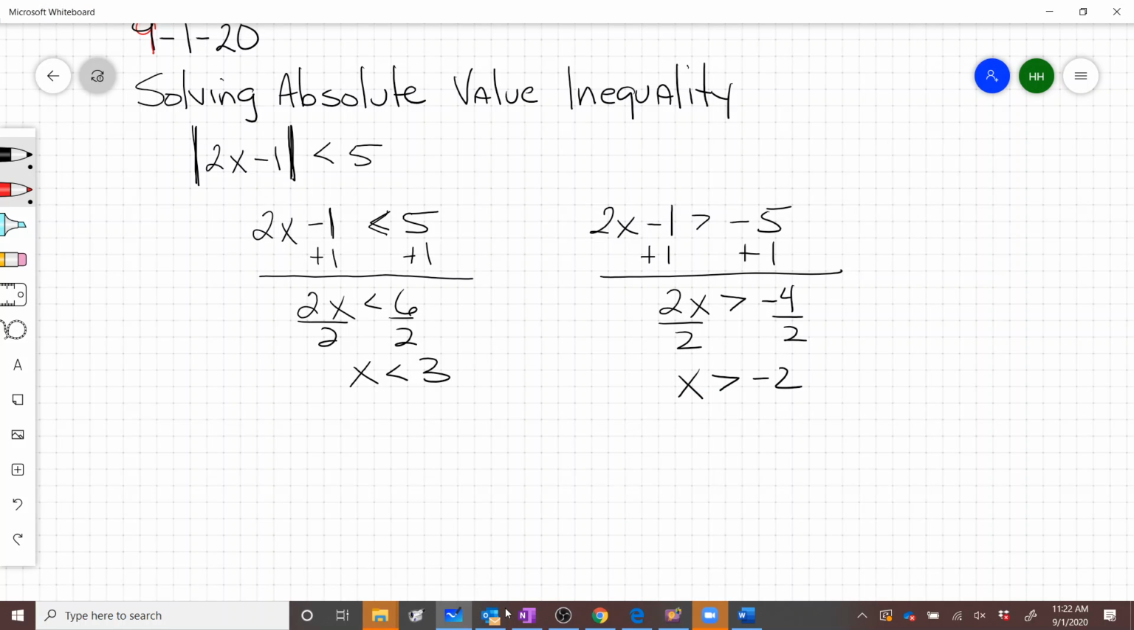Yeah, you got to graph it on a number line. But look, remember on the number line, 3 is positive and the negative 2 is negative, right? So the negative 2 goes over here.